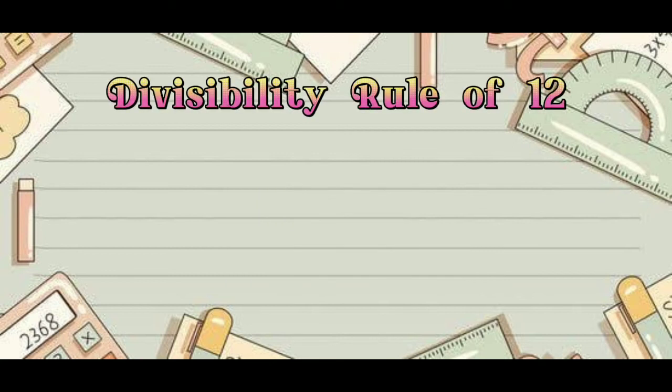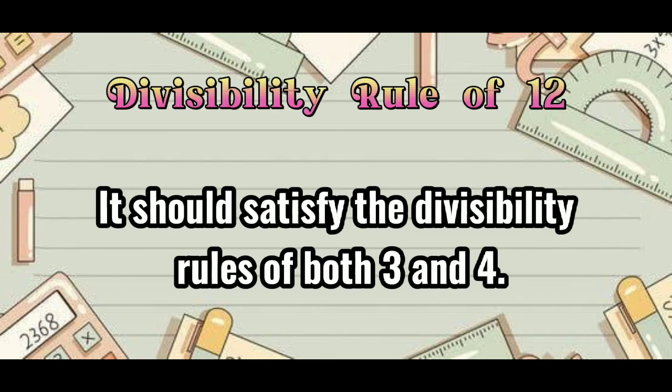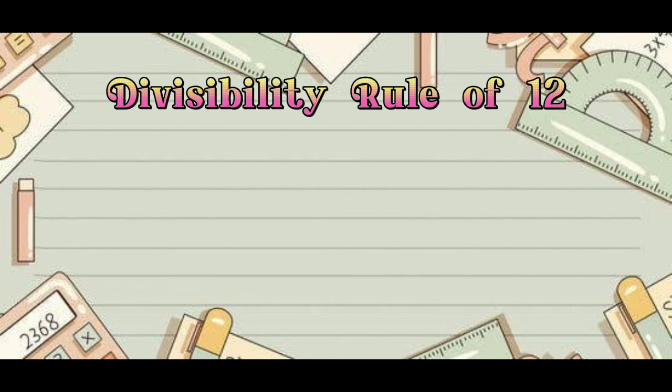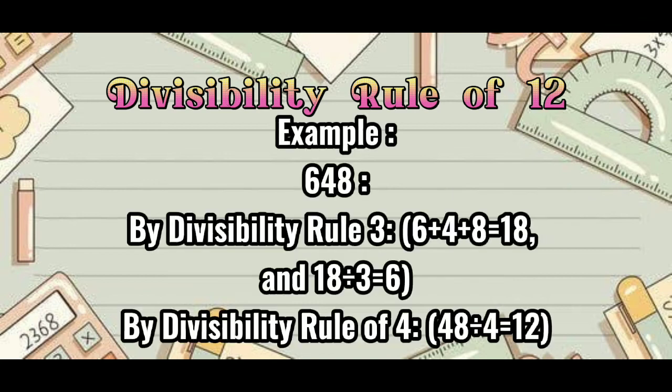Divisibility rule of 12. It should satisfy the divisibility rules of both 3 and 4. For example, 648. So let's try it first by the divisibility rule of 3. 6 plus 4 plus 8 is equal to 18, and 18 divided by 3 is equal to 6. So therefore, it is divisible by 3.